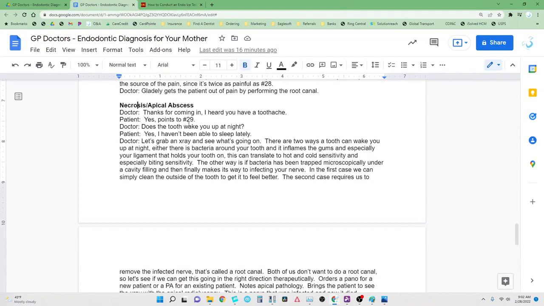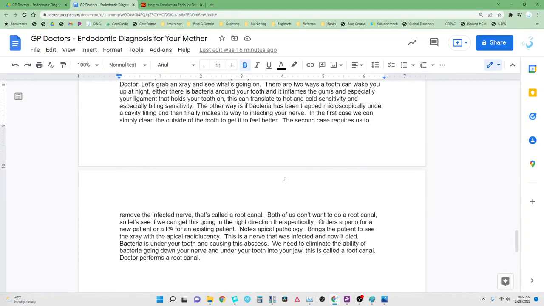Necrosis or apical abscess, okay? So patient comes in with pain on tooth number 29. Does it wake you up at night? Yes. We grab an x-ray to see what's going on, okay? Then what happens? Instead of not seeing apical pathology, yes, we do see apical pathology, okay? We bring the patient to see the x-ray with the apical radiolucency.